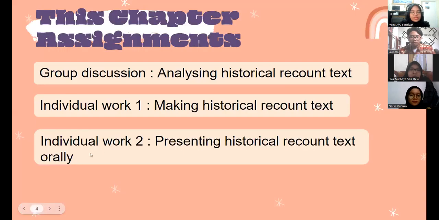So in order for you to be ready for this class, I will give an assignment first. There will be three assignments: one group discussion and two individual works. For the group discussion, I want you to analyze the historical recount text. For individual work one, I want you to make a written historical recount text. And for individual work two, I want you to present the historical recount text orally in the form of a video. Do you guys get what I'm saying? Yes, ma'am. Okay, so please be ready for it.